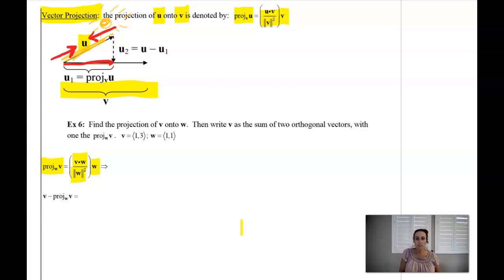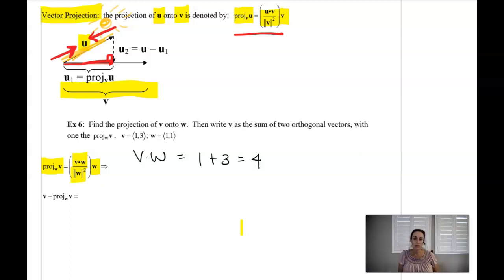So projection vectors, you can see that this forms a right triangle, and what I can do is use SOH CAH TOA as well as this projection formula. So I'm going to show you how to use both. Looking at the formula, we're just going to simply plug in V dot W. V dot W is going to be 1 times 1 is 1, plus 3 times 1 is 3, and so V dot W is equal to 4.